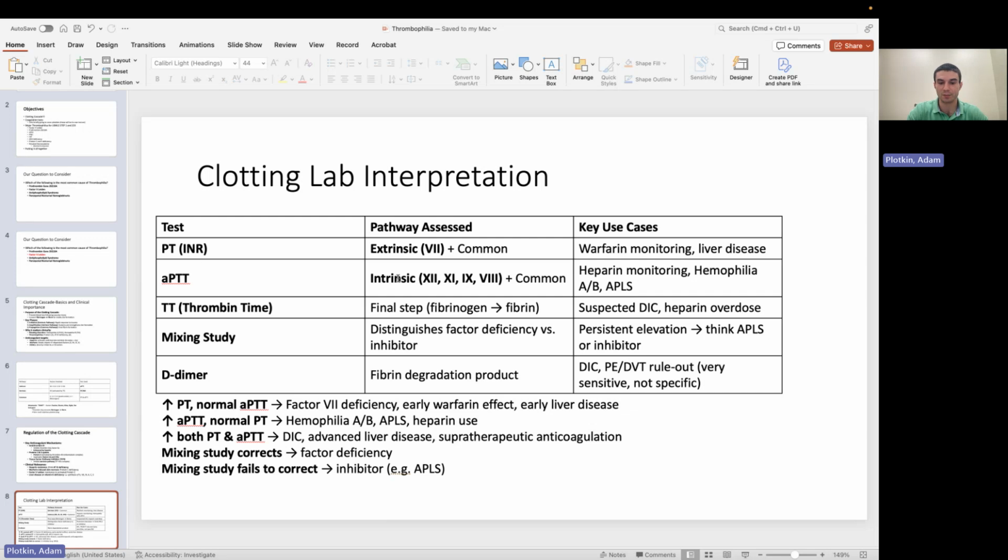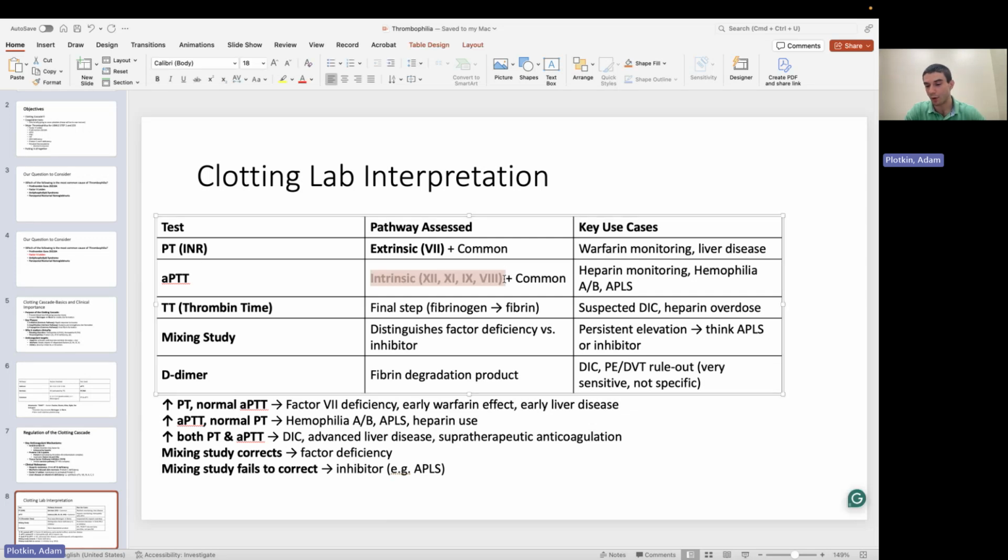For the PTT, right, that measures our intrinsic pathway, so 12, 11, 9 plus 8, and the common pathway. So we use this in heparin monitoring, in hemophilia A and B, and in antiphospholipid syndrome. We'll talk about antiphospholipid syndrome coming up.